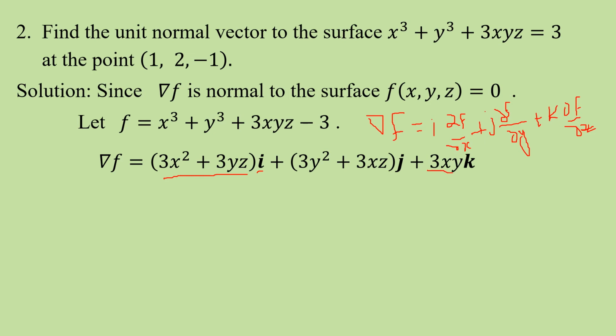Correct? Now I got the normal to the surface. So what do I want now, student? The unit normal to the surface. Before that, I have to substitute the given point.